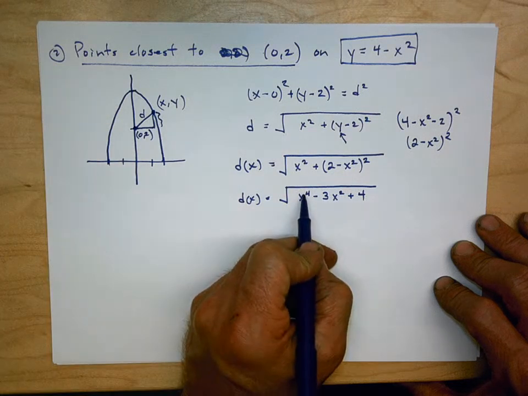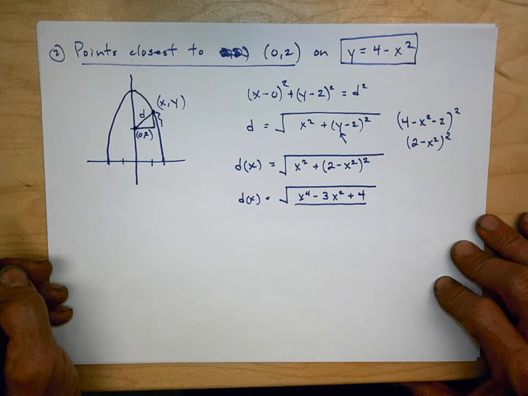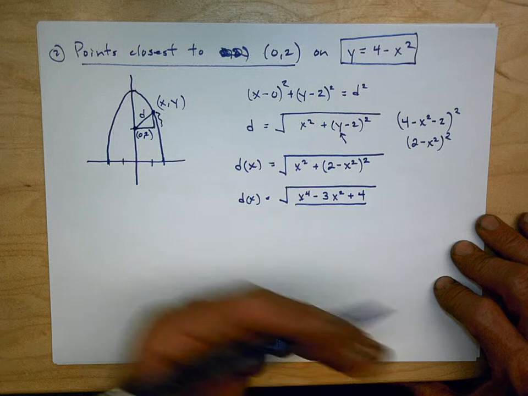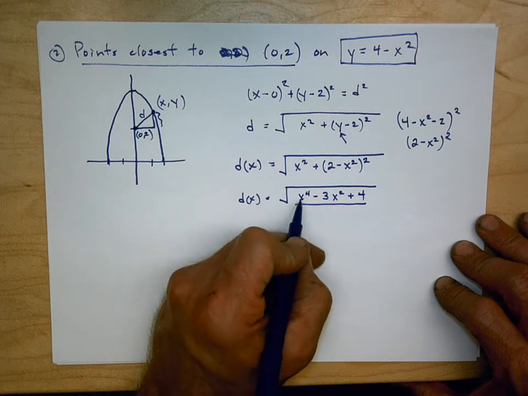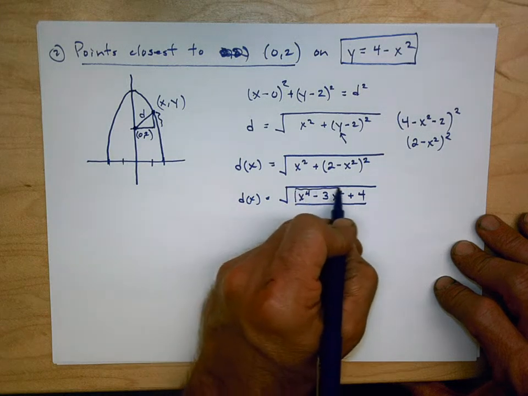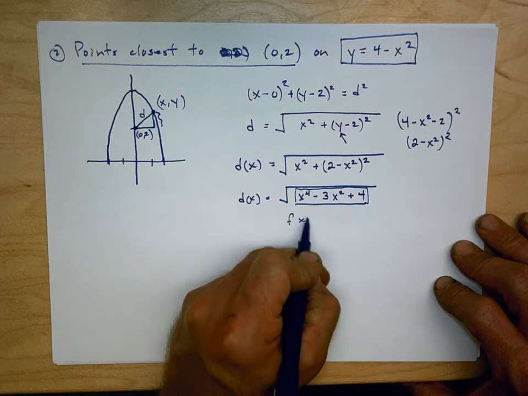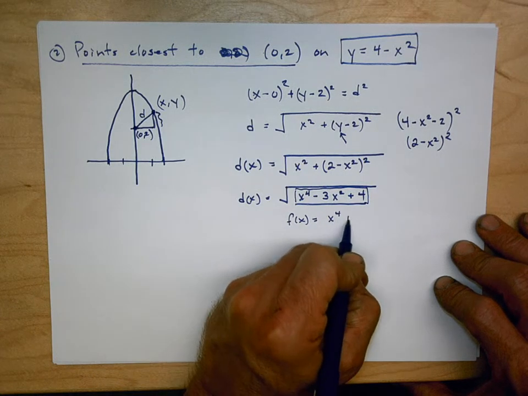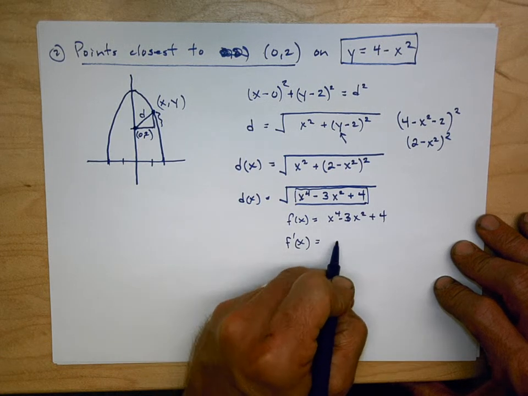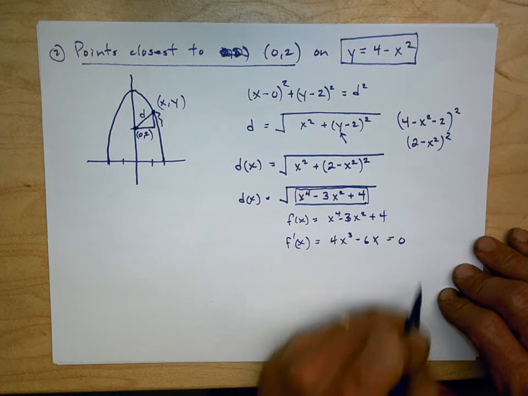So if we have something underneath a radical like this, it's a whole lot easier just to take the derivative of this and set it equal to 0 than the whole thing, because then we'd have to use the chain rule. It would get messy. It's not impossible, but let's be efficient here. Let's not work harder than we have to. So we're actually not taking the derivative of d. We're taking the derivative of that. Let's just call it f for lack of a better term. If f equals x to the 4th minus 3x squared plus 4, then f prime is 4x cubed minus 6x. We set that equal to 0.